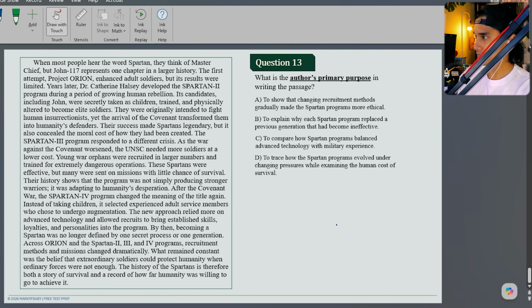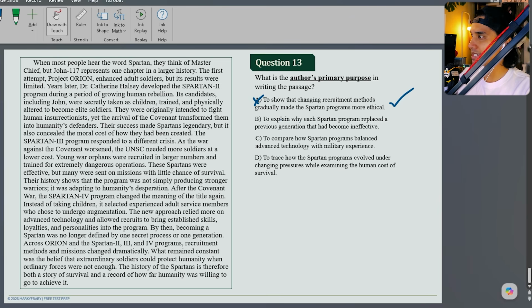Answer choice A says, to show that changing recruitment methods gradually made the Spartan programs more ethical. And no, this doesn't give me enough evidence, right? This is an oversimplification of the history. I think it focuses too heavily on programs becoming more ethical. Okay, so I'm going to say that this one is wrong. Let's go ahead with answer choice B.